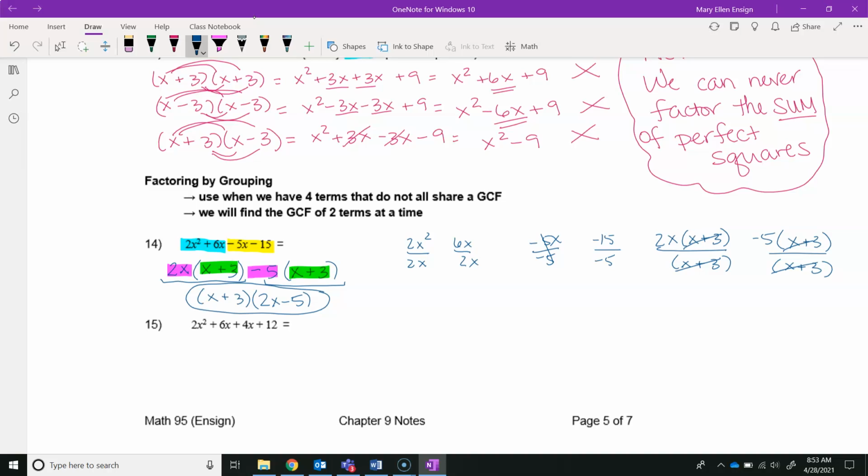All right, so we can always check that back. So that's how we can factor a polynomial that has four terms without any common factor.